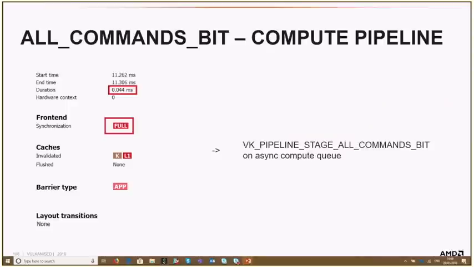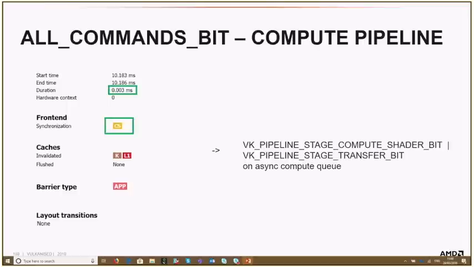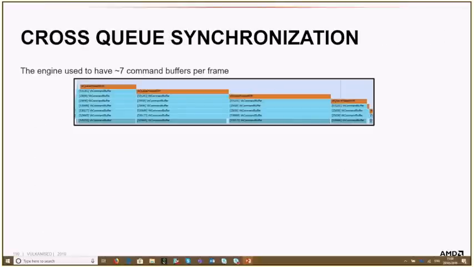So for example, first we had the all commands bit, and it took like 0.044, so synchronization is full. And then when we changed this to compute shader and transfer bit, it's way less. So this small change made a huge improvement for the async compute clusters because before we had a lot of idle time just for these barriers. With this change, we got rid of them. Yeah, this was all about barriers.